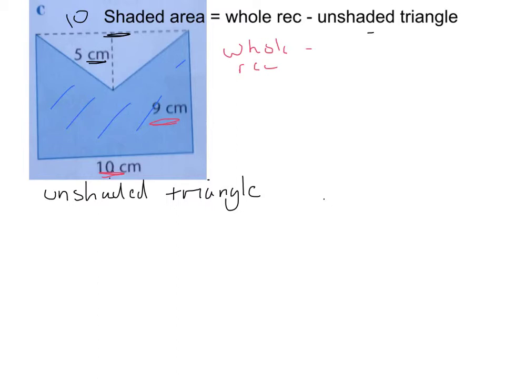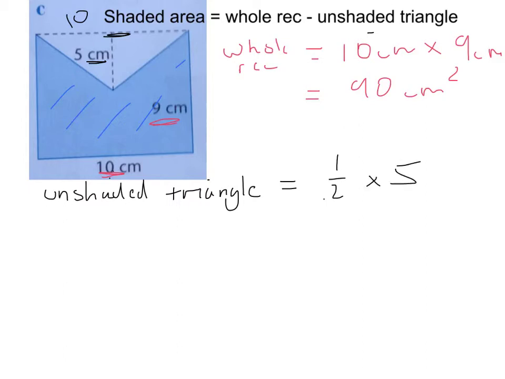To get the whole area of the rectangle, all we do is 10 centimeters times 9 centimeters. Remember, breadth times height. That would be the same as 90 centimeters squared. Now the other part would be to get the area of the unshaded triangle. So remember, that was half times height. In this case, height is 5, and breadth.